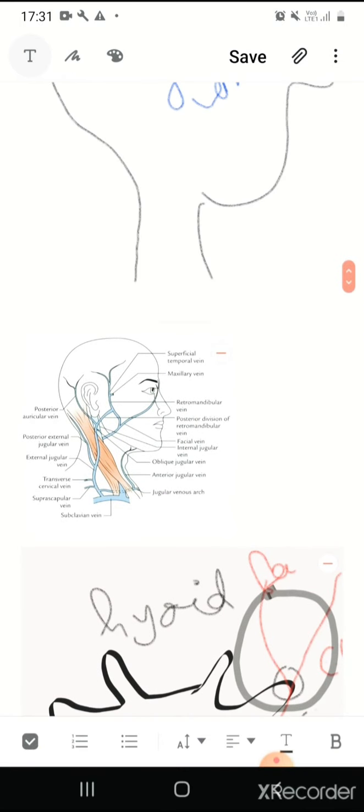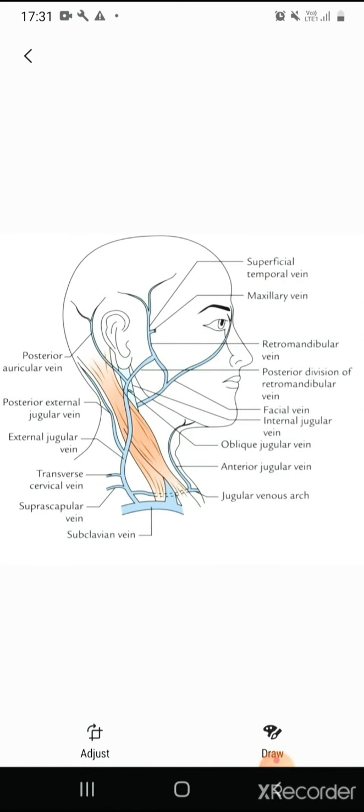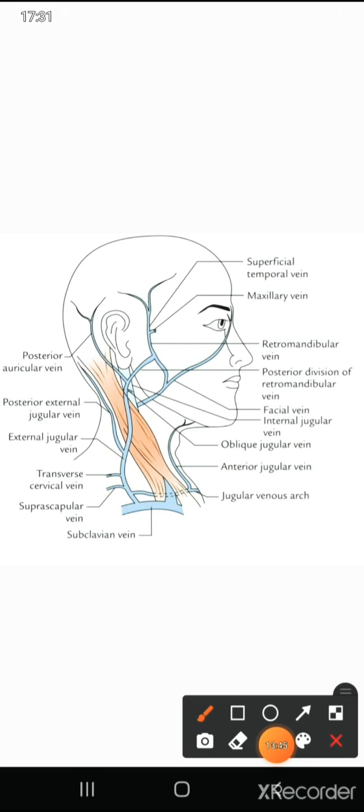Now let's go back to this diagram. That's how the facial vein is formed. This is seen in this figure also. You are able to appreciate that over here. Over here you can see the supraorbital and the supratrochlear veins forming the angular vein and then the facial vein. Now this is the facial vein.